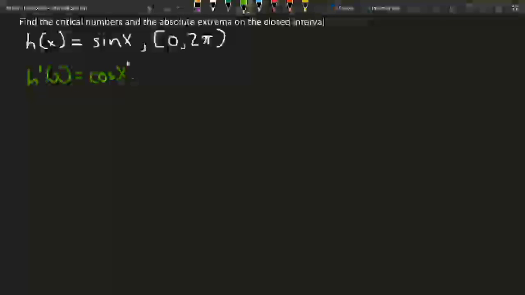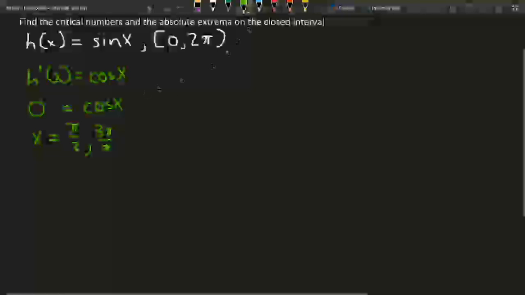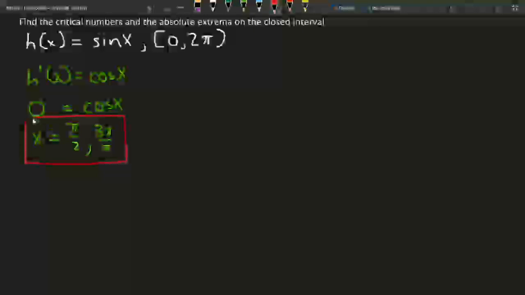And then in order to find the critical numbers, we have to set h prime of x equal to 0. And we set it equal to 0, and we get that x is equal to pi over 2 as well as 3 pi over 2 on the accepted interval of 0 to 2 pi. So these are our critical numbers. And if you didn't know how I got these values so fast, it's because I memorized my trigonometric identities. Make sure that you memorize those because they're very important.